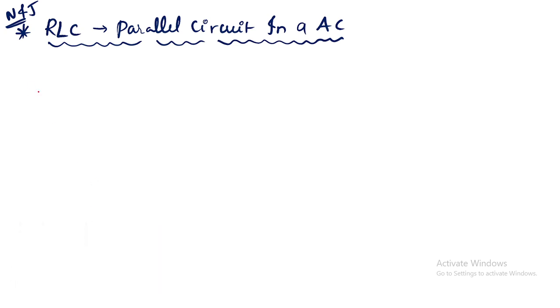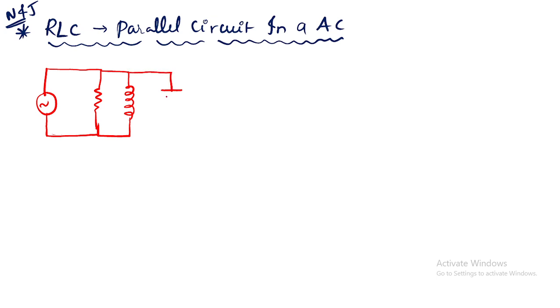What is admittance? One AC supply, we will take it like this: resistance, inductance, capacitance. Draw it. You are giving a virtual value, or else you can also say an instantaneous value, we can say.